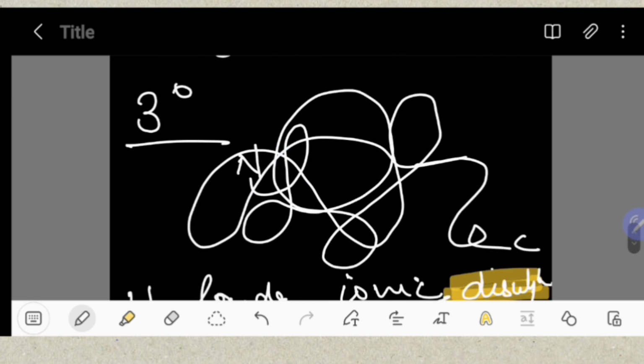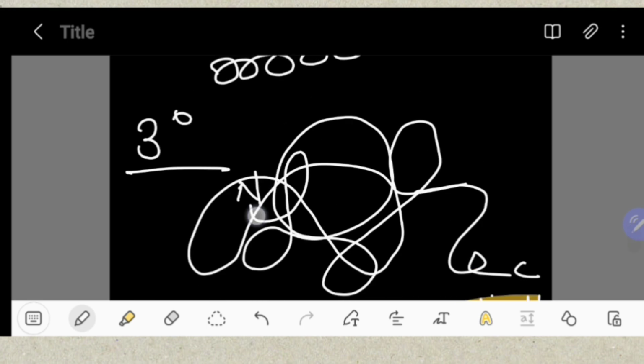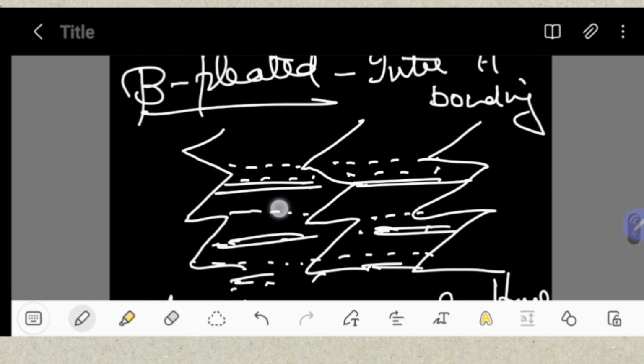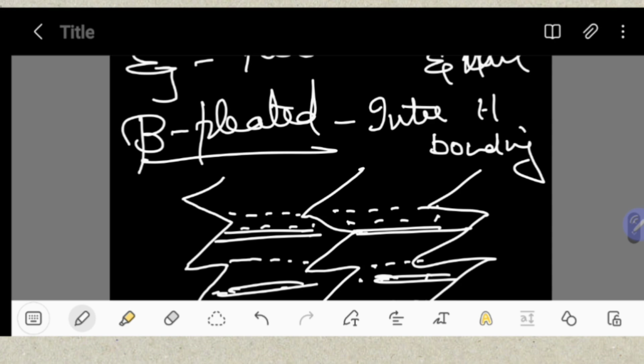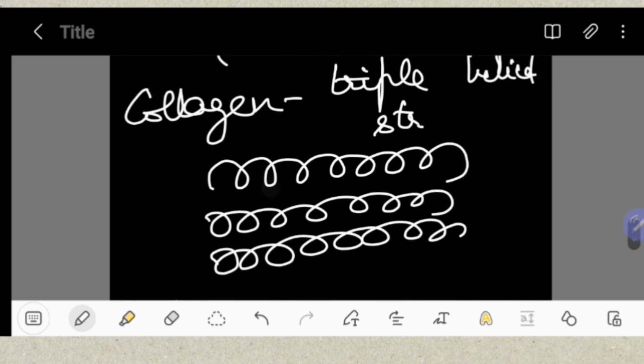Now, one more thing: in secondary, the alpha helix has intra hydrogen bonding, and the beta pleated has inter hydrogen bonding. Then tertiary structures are there. Tertiary means continuous or maximum coiled form of polypeptide.